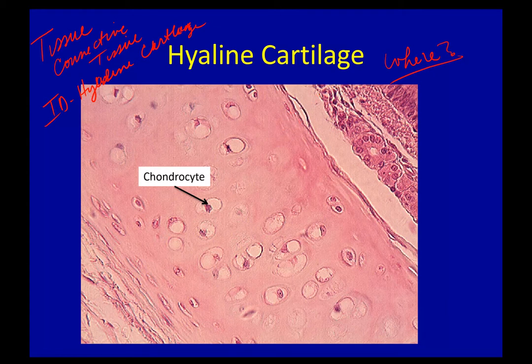So let's talk about the parts and pieces. These cells that you see are actually chondrocytes. Remember, chondro meant cartilage, and cyte meant cell. So literally, a chondrocyte is a cartilage cell. All of these things that you see with nuclei are cartilage cells. The lacuna. In Spanish, what does lacuna mean? It means cradle, or crib.